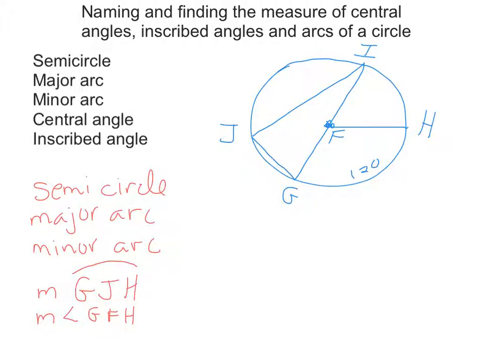This topic is called Naming and Finding the Measure of Central Angles, Inscribed Angles, and Arcs of a Circle. It's a topic in ALEKS. And what we're going to do is establish the protocol that everyone's supposed to use when you, quote-unquote, name a certain angle or an arc.